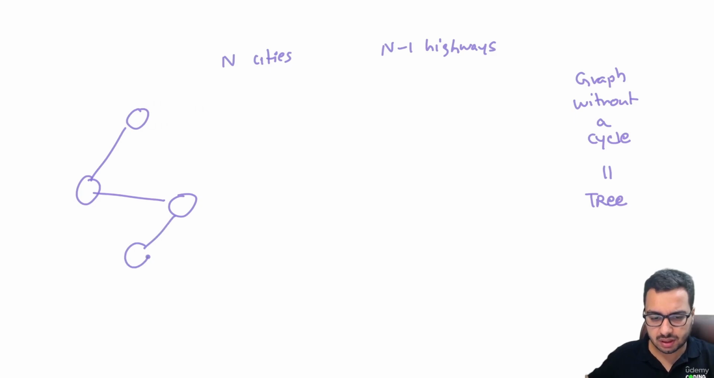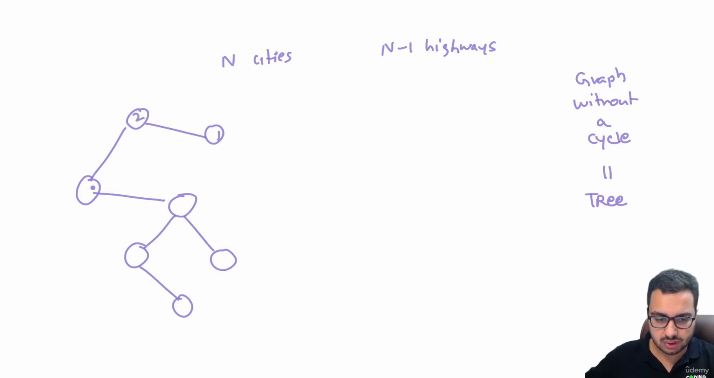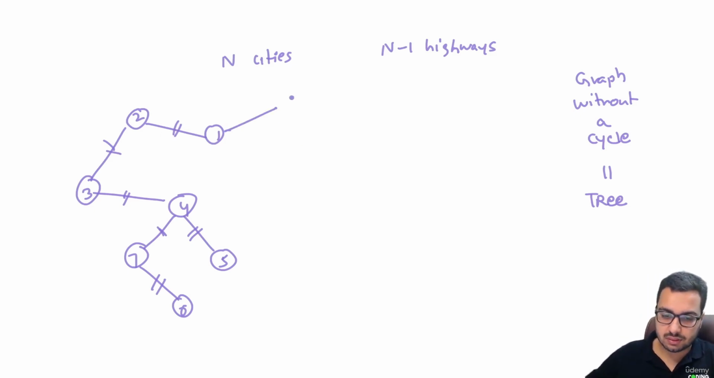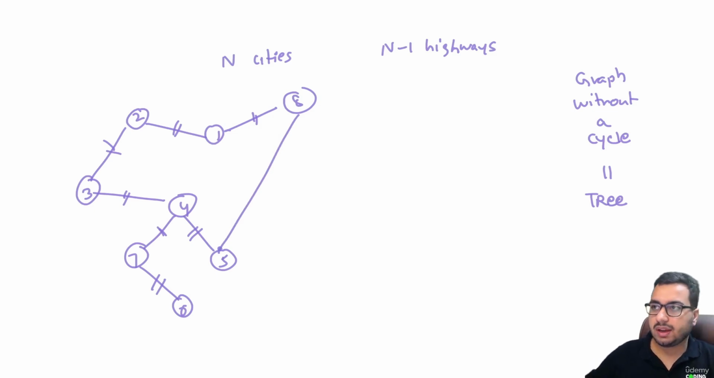So maybe there are more cities here, and so on. If you have 7 cities, then there are only 6 edges. Anything that follows this kind of structure is a graph without a cycle. If you add an edge like this, then it will violate the property that there are n minus 1 highways. In this case you have n highways, so this edge should not be there.